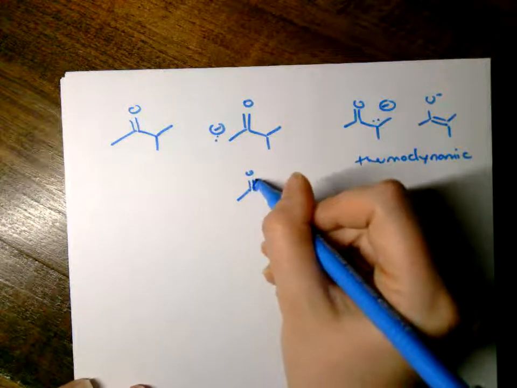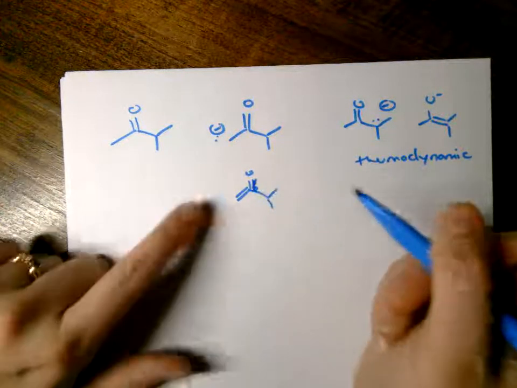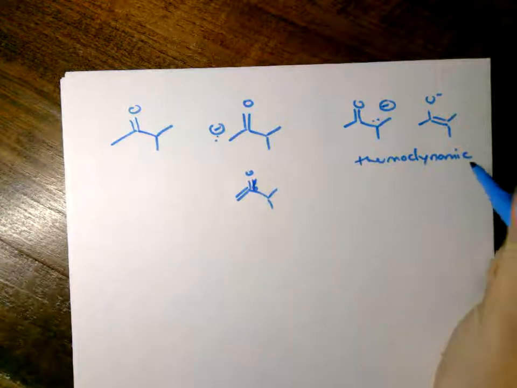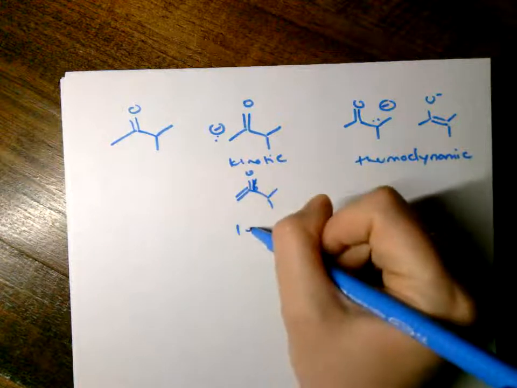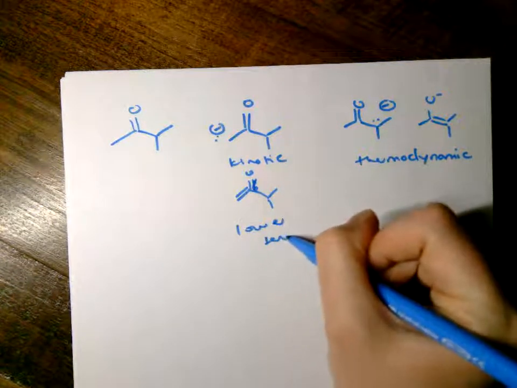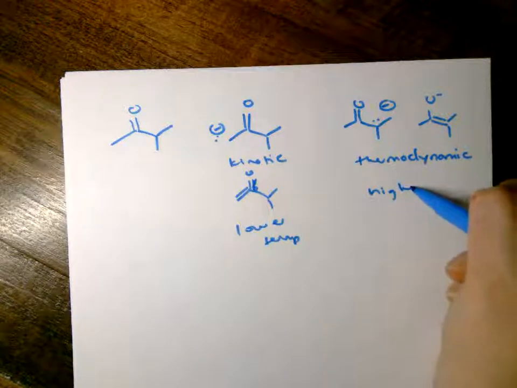Oh, this should be L minus, sorry. If you had a double bond there, that would be less stable. So this is the thermodynamic one, and this is the kinetic one. Kinetic is usually favored in lower temps, and thermodynamic is usually favored in higher temps.